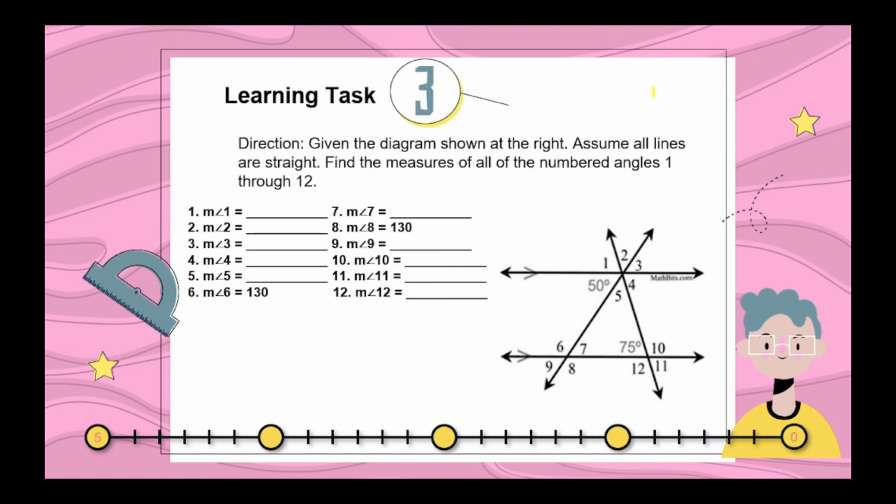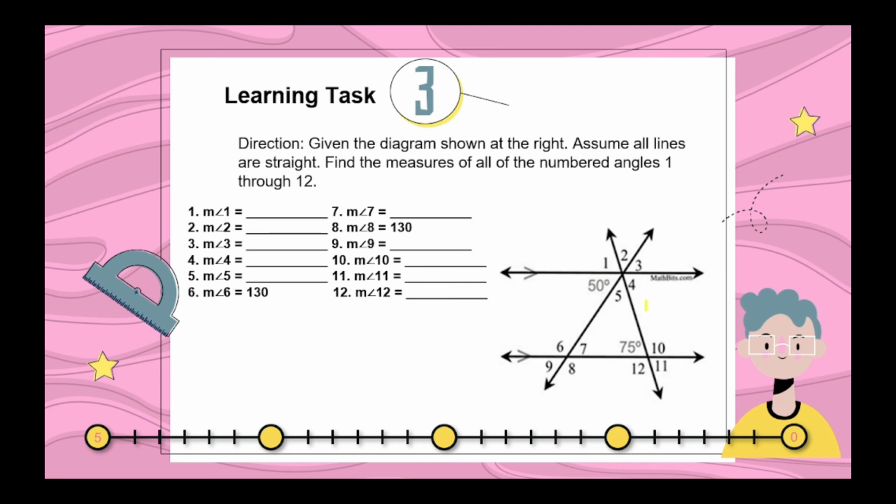Alright, now let us have your learning task number 3. Direction. Given the diagram shown at the right, assume all lines are straight. Find the measures of all the numbered angles 1 to 12. So, we have here the figure.